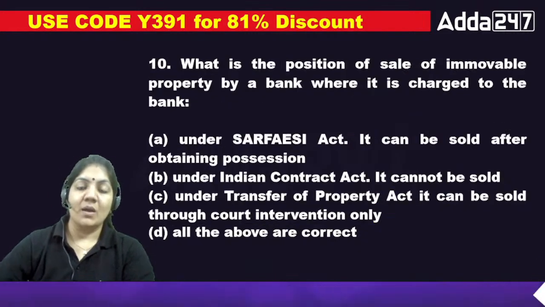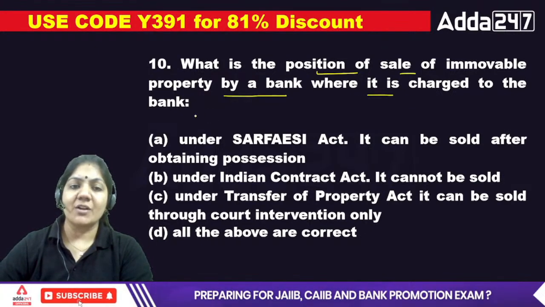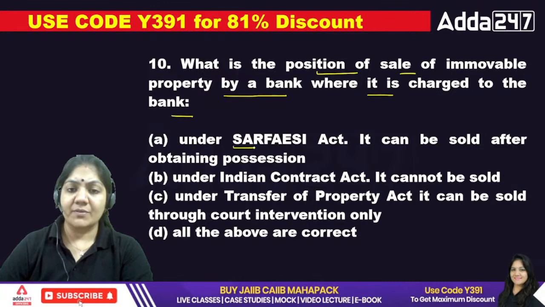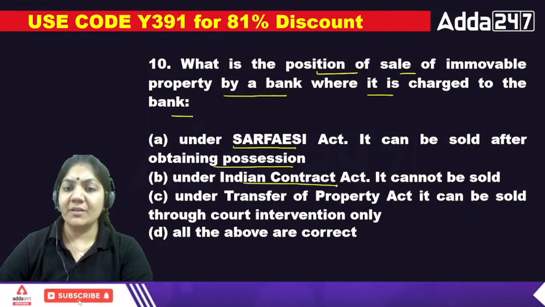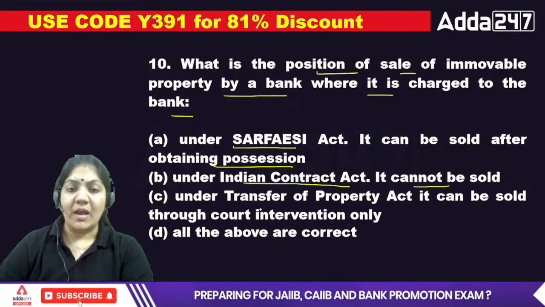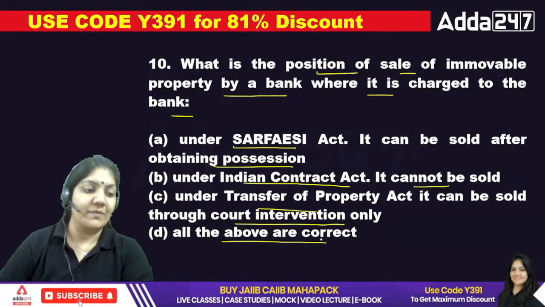Okay, next. What is the position of sale of immovable property by a bank where it is charged to the bank? First, under the SARFAESI Act, it can be sold after obtaining possession. Under the Indian Contract Act, it cannot be sold. Under the TP Act, it can be sold through court intervention only, and all of the above is correct. 10th one.